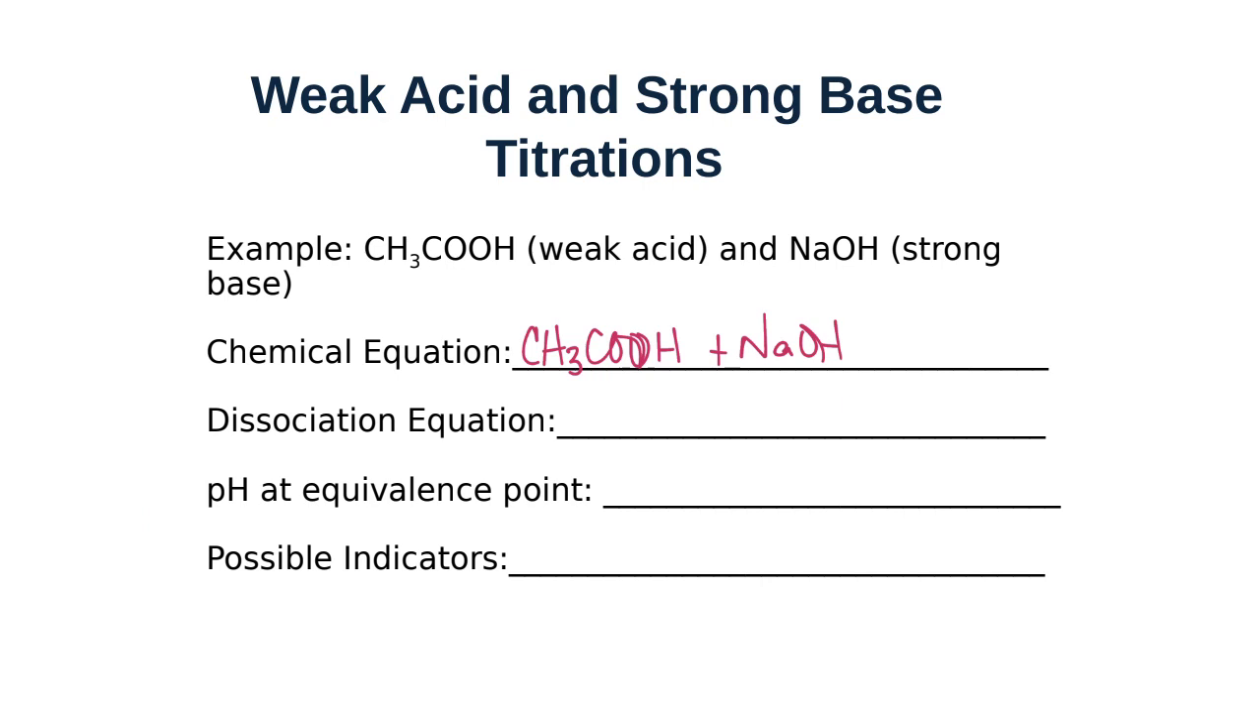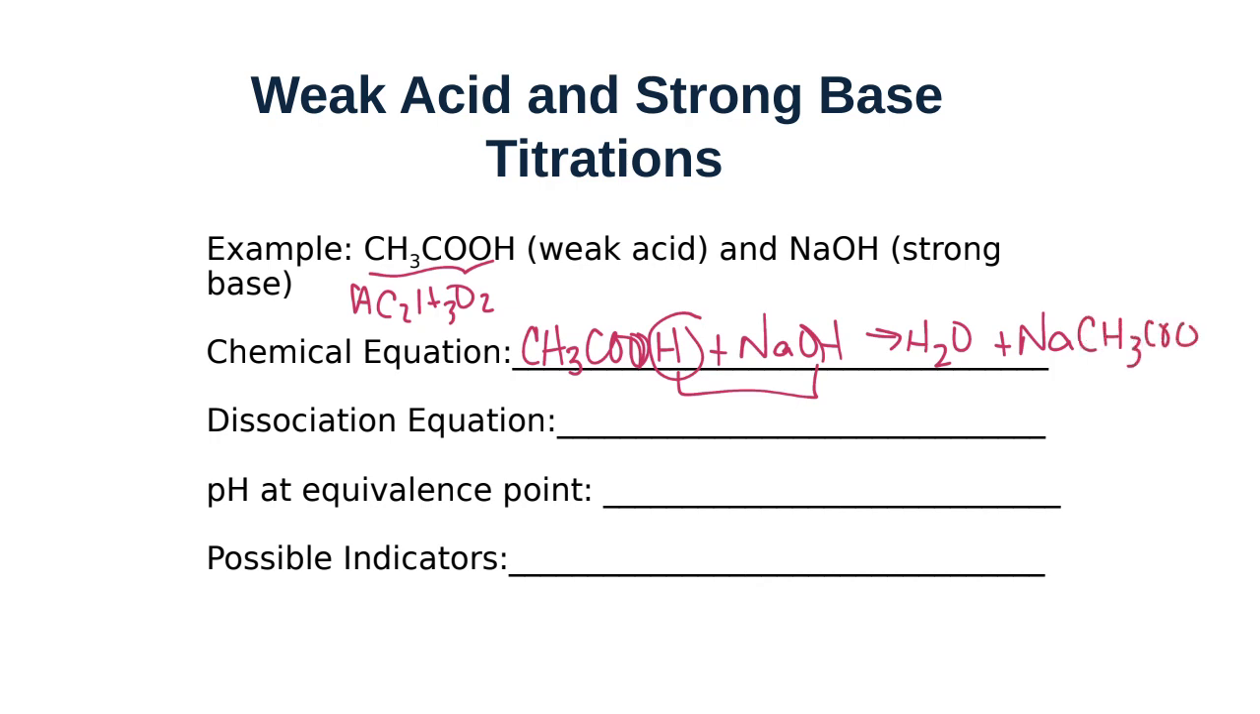Here is a neutralization with a weak acid and a strong base. So our weak acid is acetic acid. Sometimes we write acetic acid as HC2H3O2, so just be aware, you'll see both of them. And then this is your acidic hydrogen forming water with your hydroxide. And then you'll end up with sodium acetate. So we'll just write it out this way.